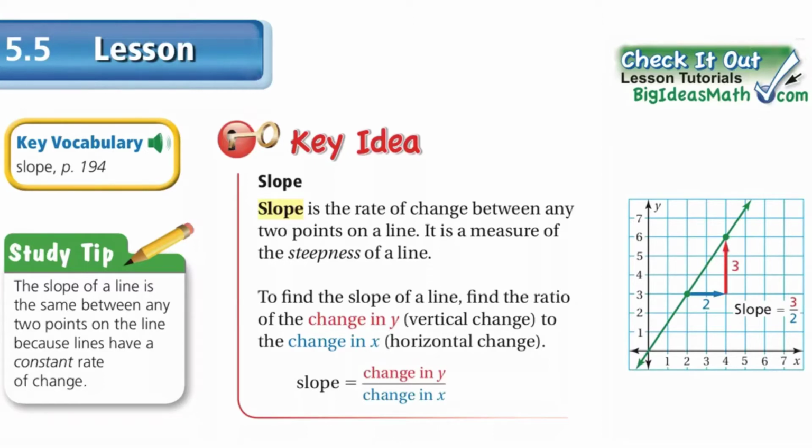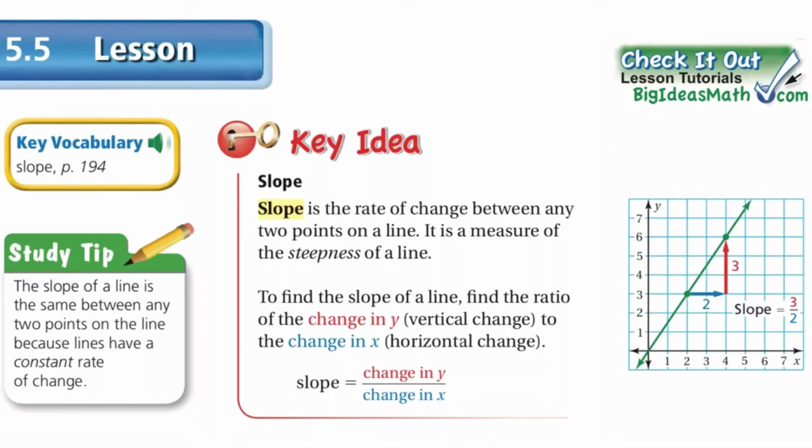So the slope of a line is the same between any 2 points on the line, because a line has a constant rate of change. So the key idea here: slope is the rate of change between any 2 points on a line. It is the measure of the steepness of the line.